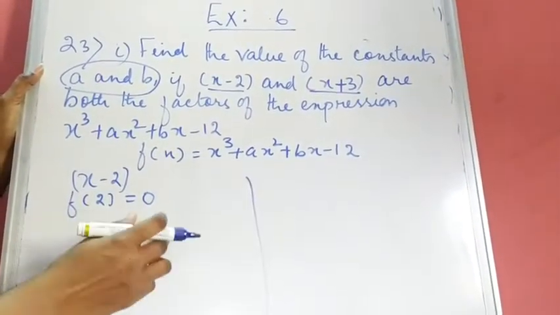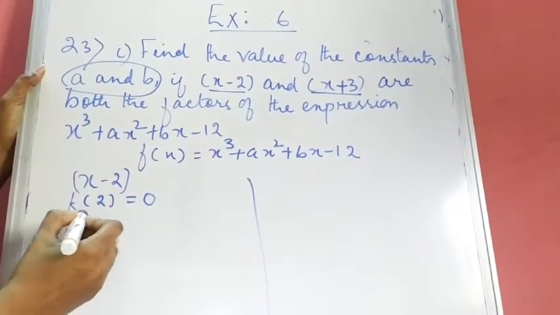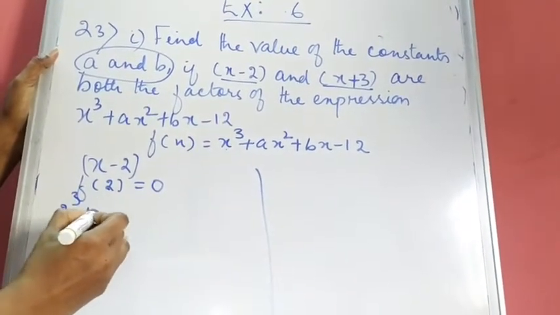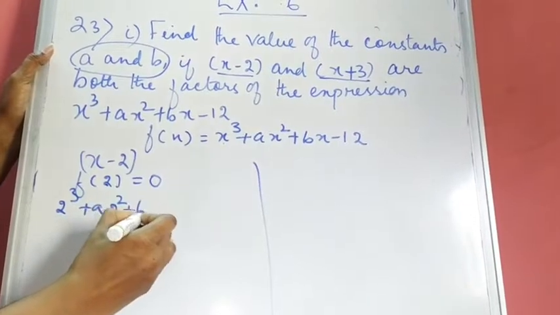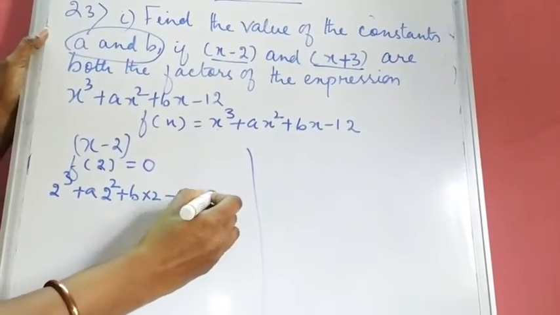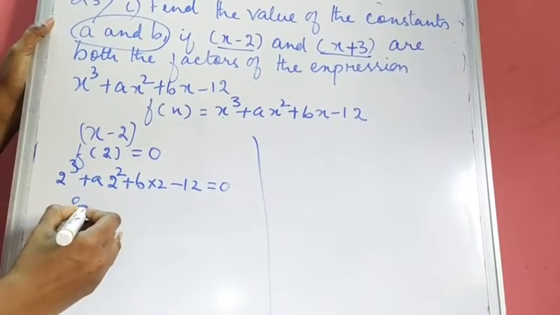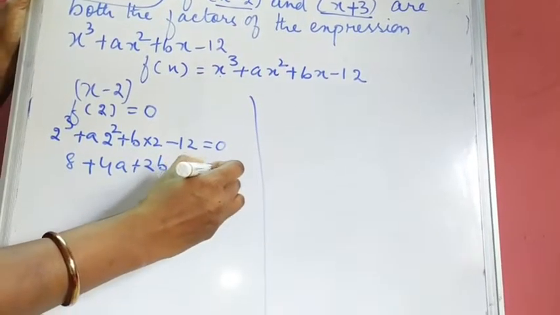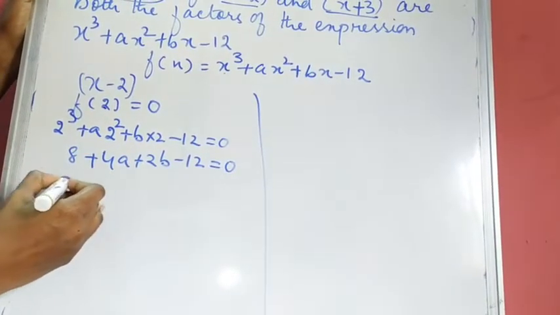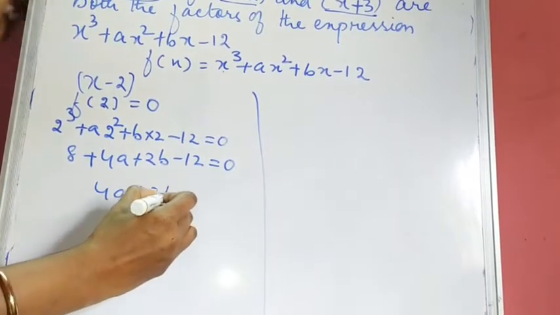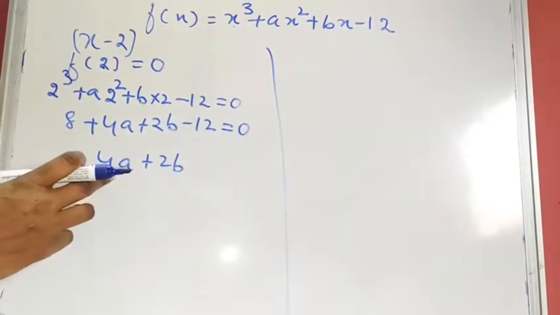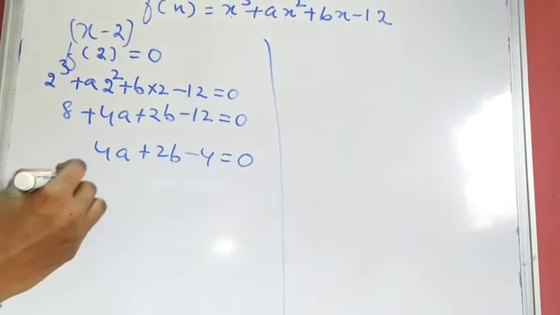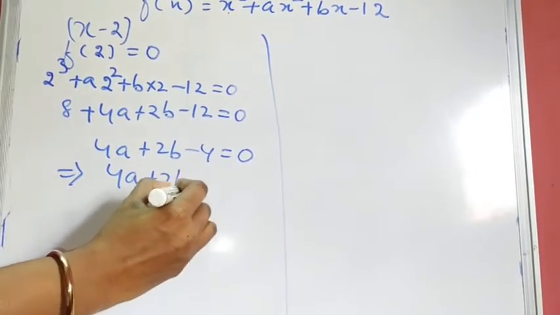Therefore, let us substitute 2 in the place of x. So we get here 2 cube plus a into 2 square plus b into 2 minus 12 is equal to 0. So here we get 8 plus 4a plus 2b minus 12 is equal to 0. So here we get 4a plus 2b, 8 minus 12, we get minus 4 is equal to 0, and this gives us 4a plus 2b is equal to 4.